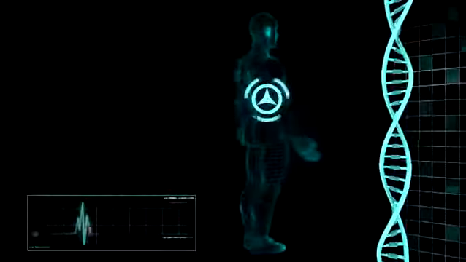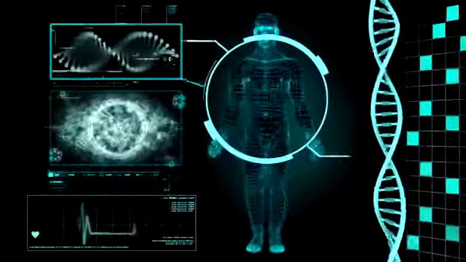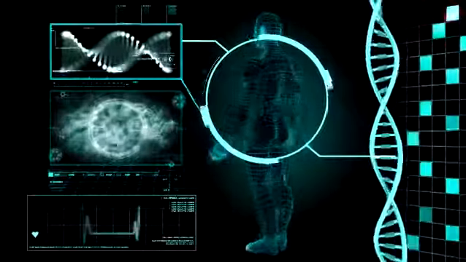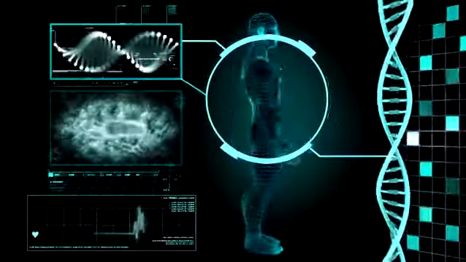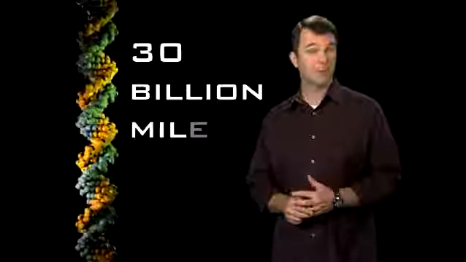Human DNA contains an estimated 20 to 25,000 genes in its approximately 3 billion base pairs. And did you know that if the DNA in an adult human's body were laid out end to end, it would be about 30 billion miles long? That's enough to travel the distance from the Earth to the Sun over 320 times.